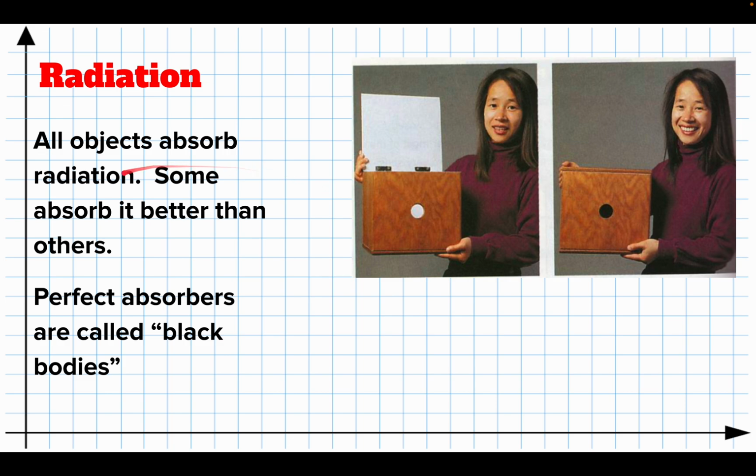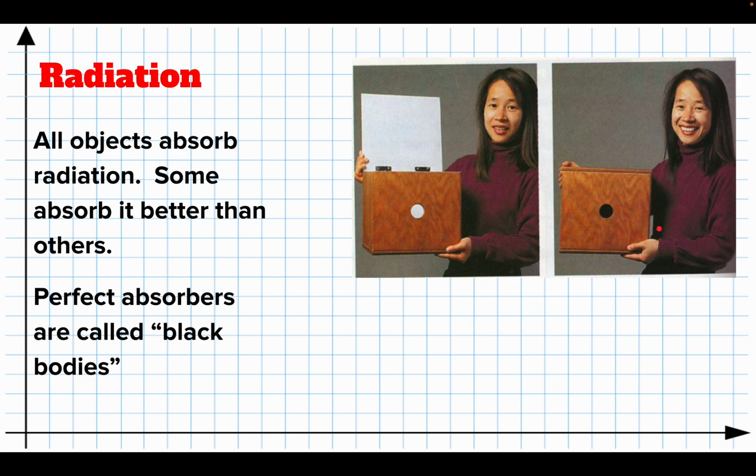So all objects absorb some radiation. Some things absorb radiation better than others. So here's a box, and when it's open, you can see it's painted white inside. But when she closes the lid, the light that enters the hole bounces around inside there and doesn't really make it back out. So it looks like the hole is black, even though the box is white inside.